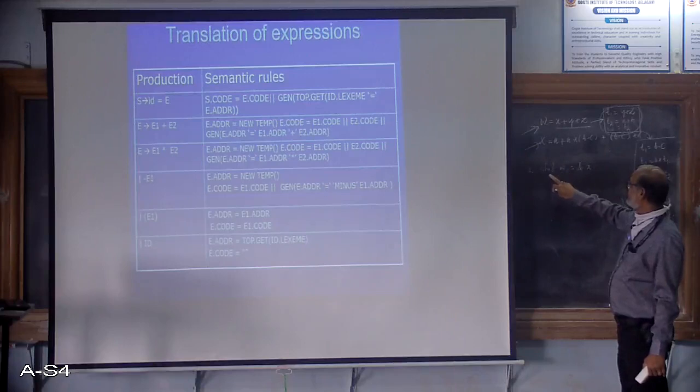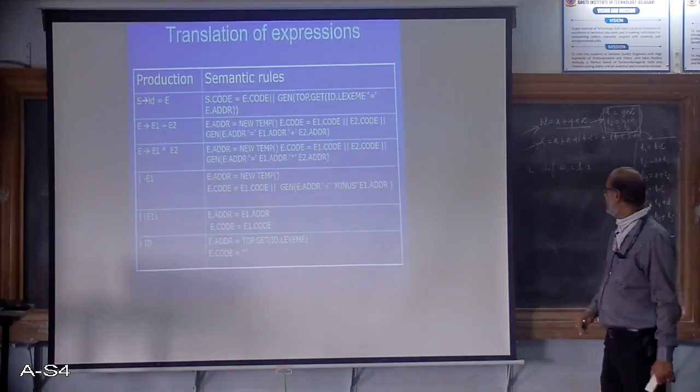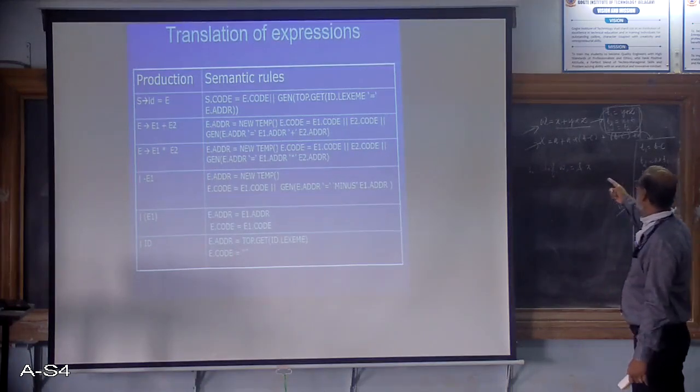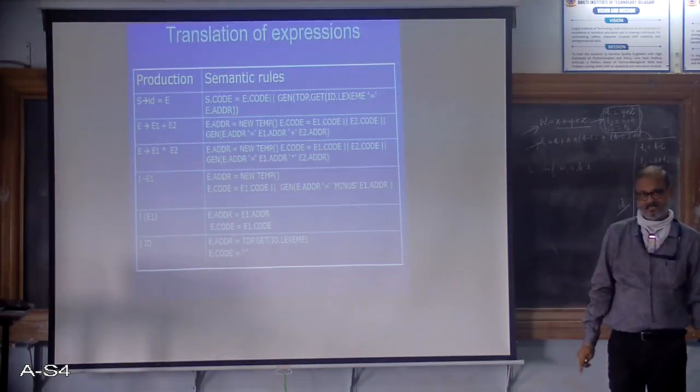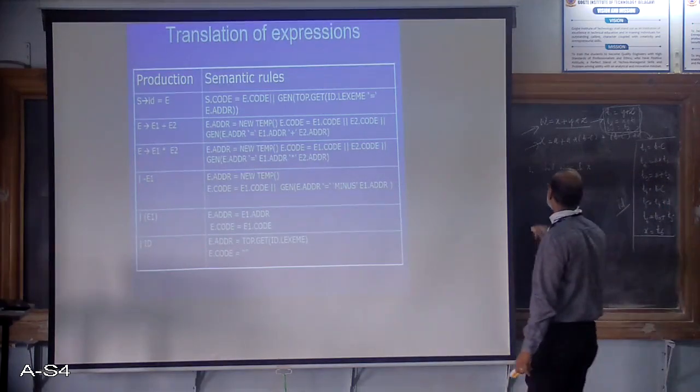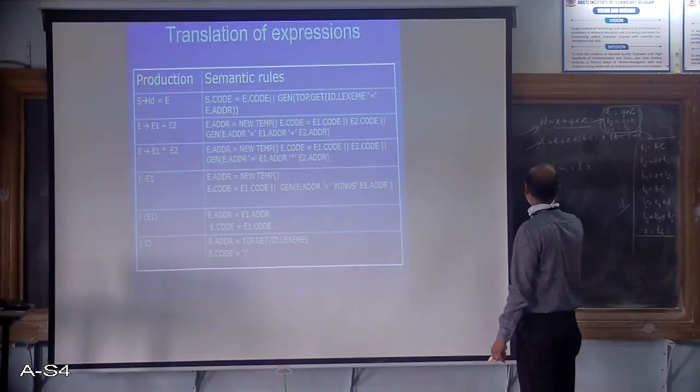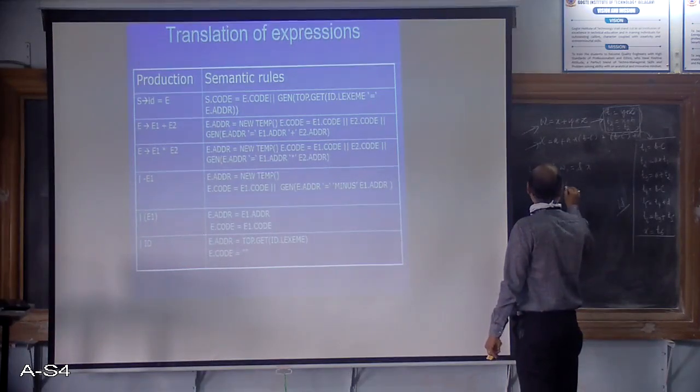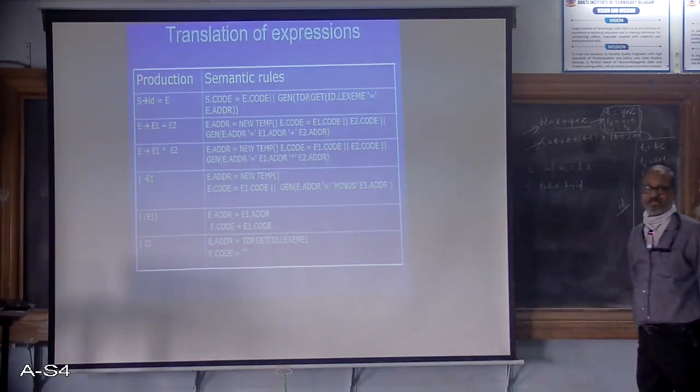So in the first instance I am going to shift plus, then equal, then the variable x. My next action is reduce, reduce with the production E derives ID.